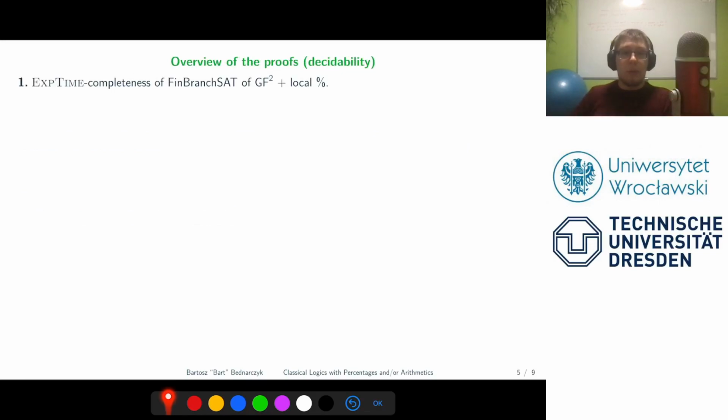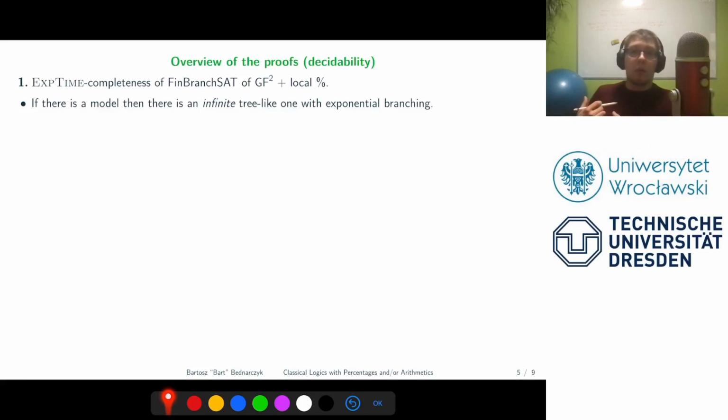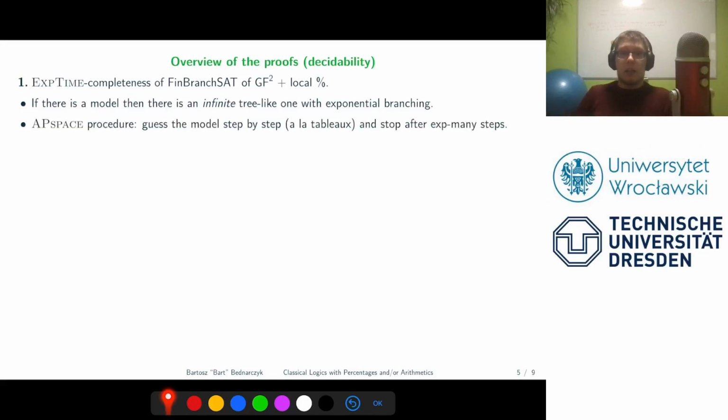And for the remaining results over finite branching but possibly infinite structures, we can prove exponential time membership of GF2 with local counting. The main reason we can do that is that whenever there is a model for our formula, there is also a model that looks like an infinite tree, and this tree is of exponential branching. We can get this exponential branching from some theorems on linear equations. So we can just guess this model on the fly.